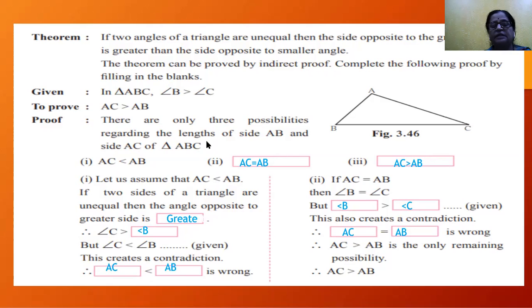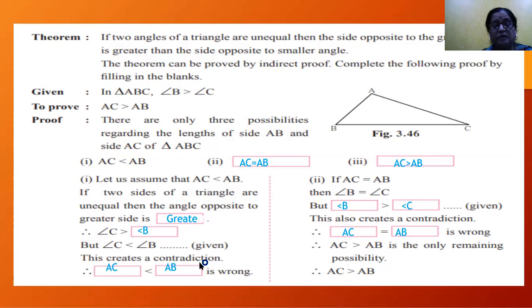So these three possibilities we are going to see, and only one possibility will be correct. The first possibility is AC is less than AB, the second possibility is AC is equal to AB, and the third possibility is AC is greater than AB. First possibility we are going to test: if two sides of a triangle are unequal, then the angle opposite to the greater side is greater. Therefore, angle C is greater than angle B, but angle C is less than B. It is given. Therefore, this is contradictory.